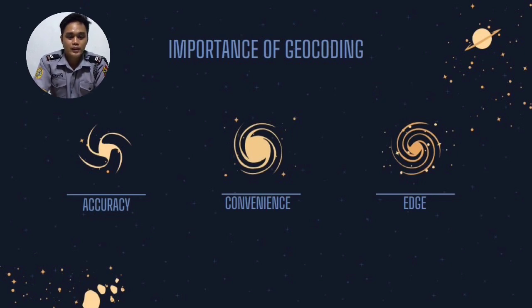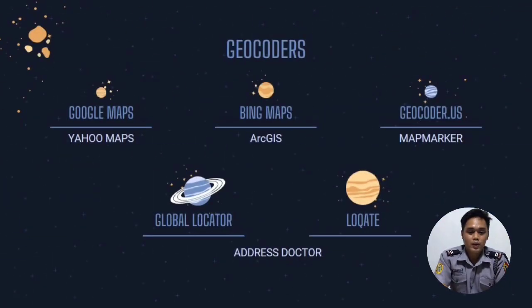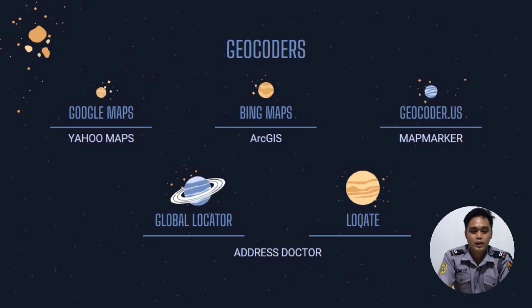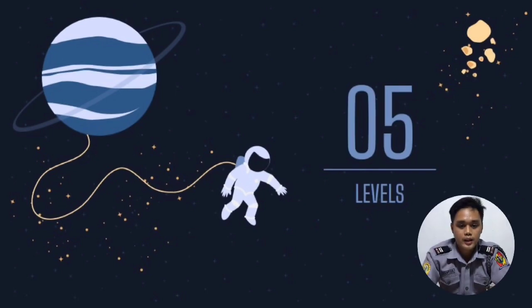Third and last is for edge. Learning how to geocode is an edge, since it is a bit hard to do and learn, but it will be a great help to almost everything. The geocoders laid down in the PowerPoint are examples of companies that are geocoders, more on apps that are for finding locations. Next are the levels.